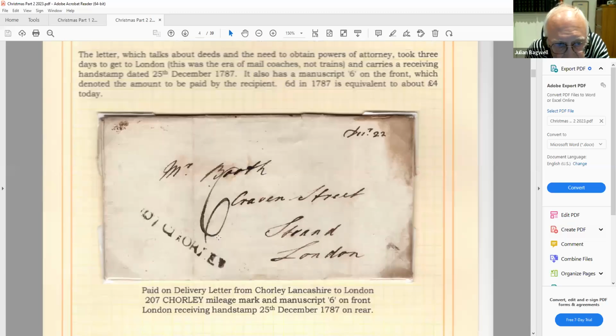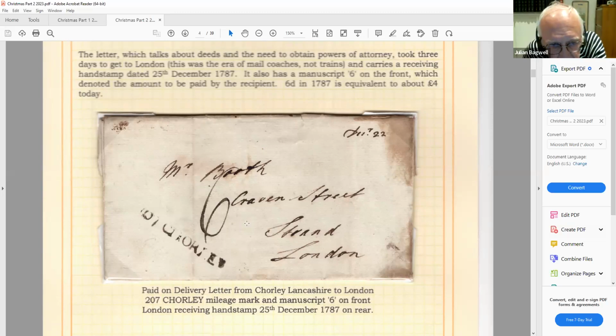This one is different again. This was sent from Chorley in Lancashire to London, and this is apparently an unrecorded mark, so the previous person who wrote it up said, that actually says 207 Chorley. You get a lot of these mileage marks where particularly the mileage to London is recorded. And according to Google Maps, Chorley is 210 miles from central London. So that would be a mileage mark, presumably applied to a lot of mail going from Chorley to London with a 6 on it. And that was the rate to be paid, obviously, on delivery at the time.